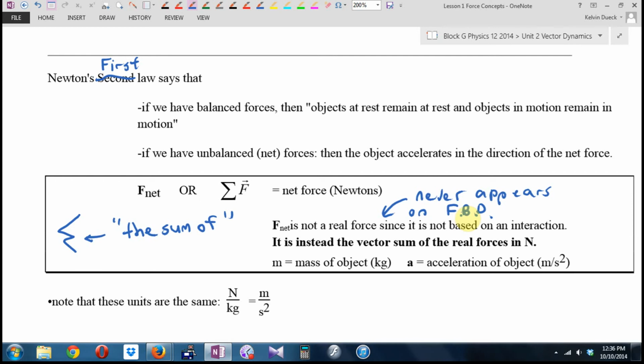So you're going to hear me always go on a rant: don't put F net on the diagram. It's one of the most common mistakes. Then kids, when they're solving, have an extra force that wasn't supposed to be there and don't know what to do. Why? It should be moving.